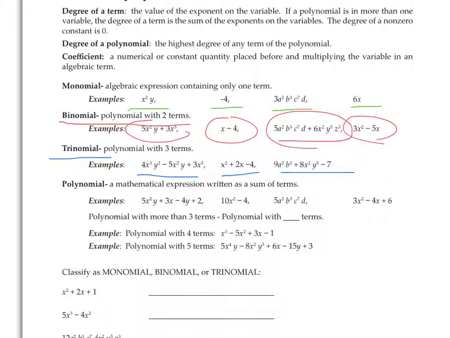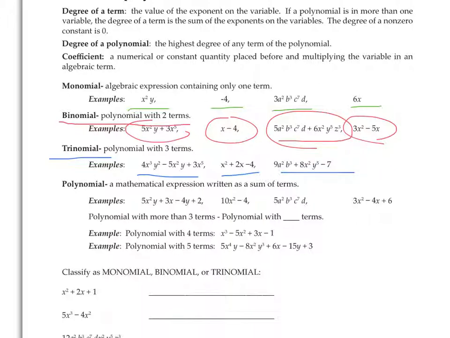A polynomial is a mathematical expression written as the sum of terms. So these are all examples of polynomials. This is a monomial, 1 term, a binomial with 2 terms, a trinomial has 3 terms, and this polynomial has 4 terms because they're separated by the plus and minus signs. So this polynomial is what we call a polynomial with 4 terms, or a 4-term polynomial.